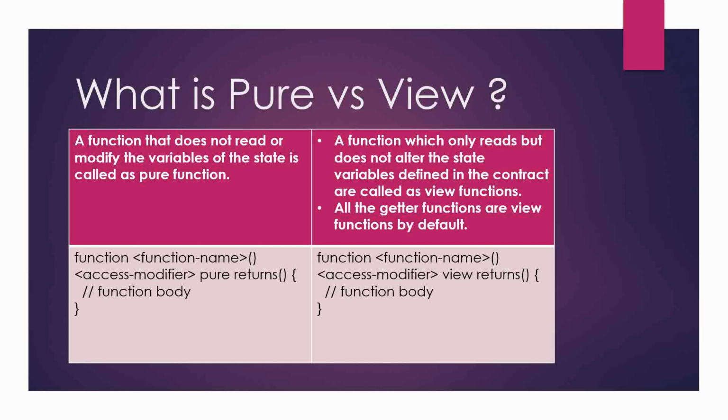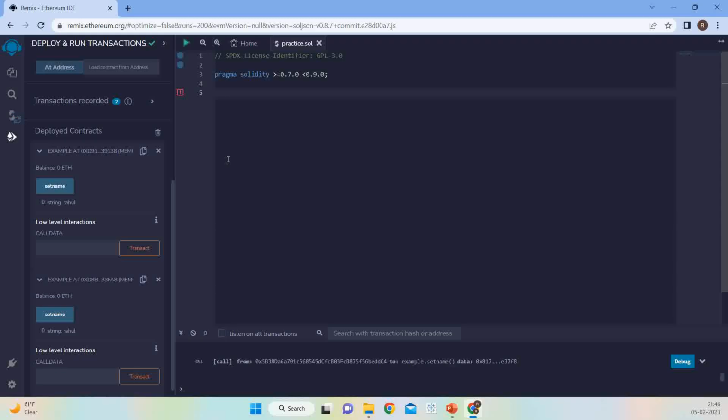Now that we have understood the definition of pure versus view, we'll start looking into the code. Let's get started right away using pure versus view while making local and global variables. Let's start by writing an empty contract example, and my first point was local variables are declared inside the function body.